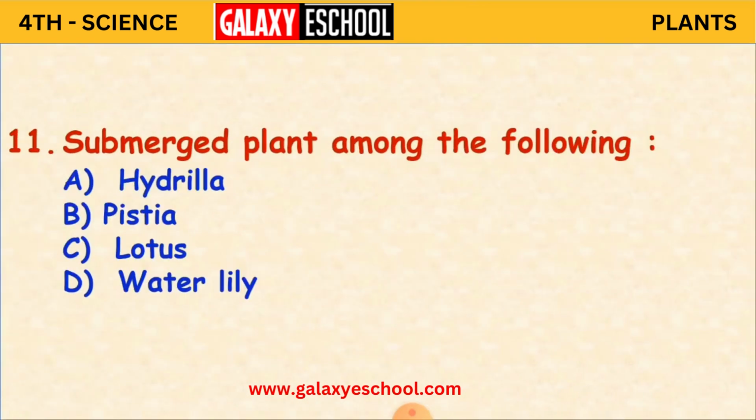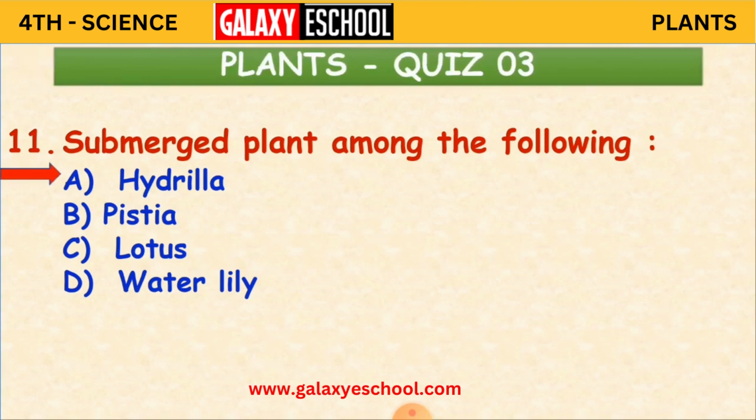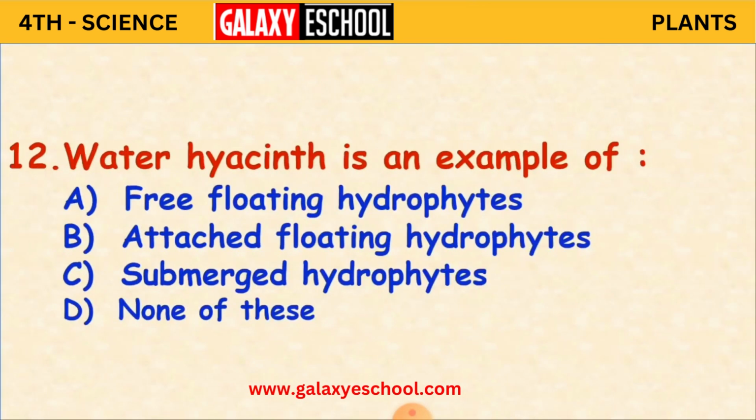Okay. And the next question, submerged plant among the following. You have to name the submerged plant. A option is hydrilla, B option is pistia, C is lotus, D is water lily. Children, submerged means inside the water, merged with the water. So what will be the answer now? The correct answer is hydrilla, an underwater plant. Clear?